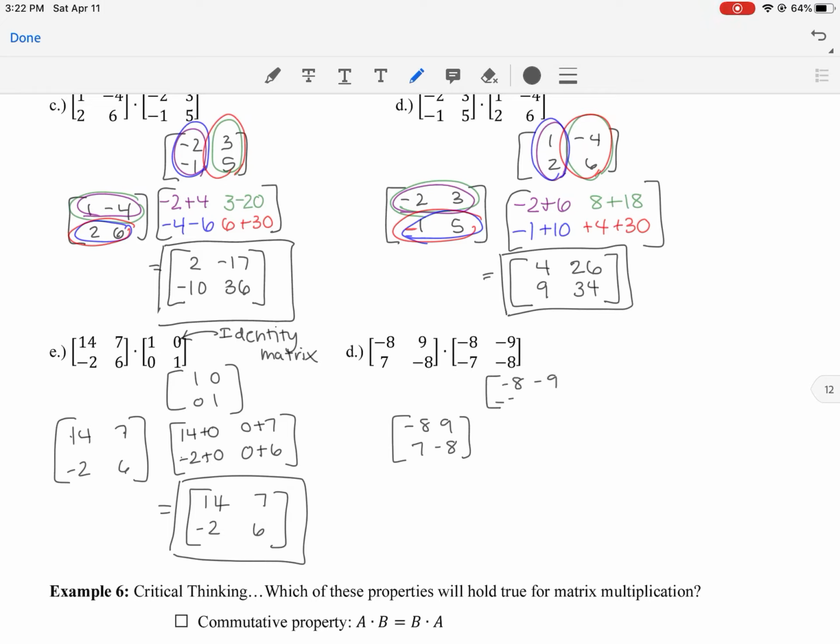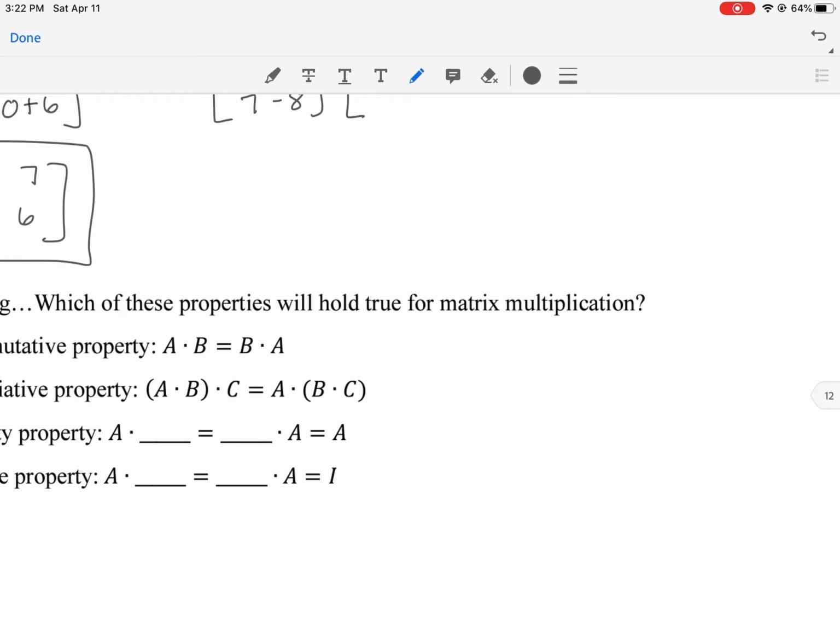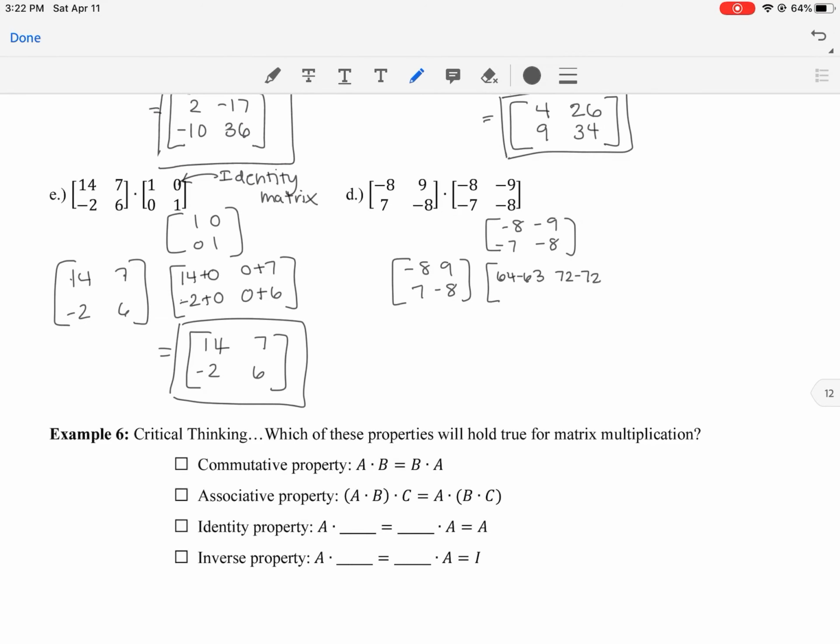Okay, let's do this last one over here on the left. So -8, 9, 7, -8. And then I've got -8, -9, -7, -8. So -8 times -8 is 64. And 9 times 7 is -63. -8 times -9 is going to be a positive 72. 9 times a -8 is a -72.